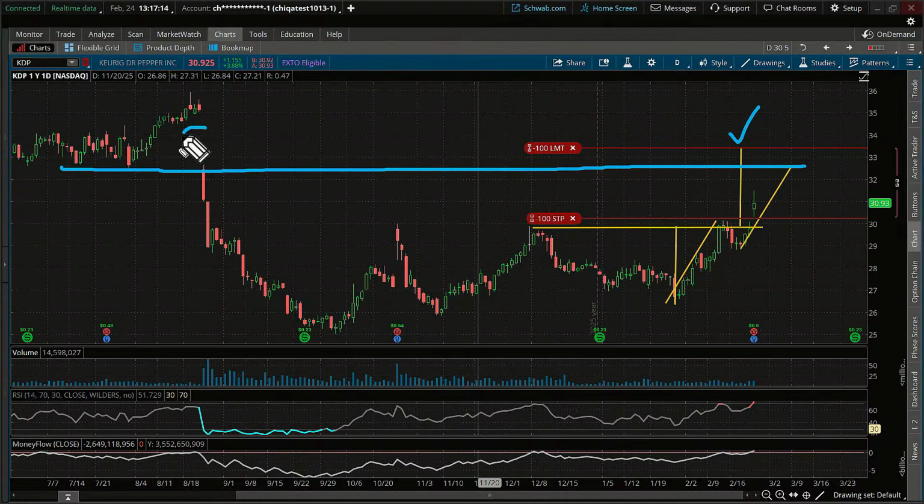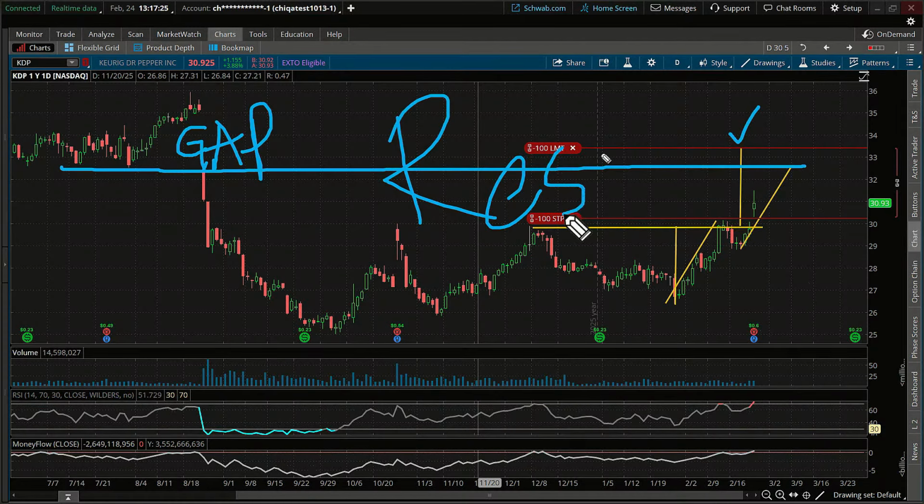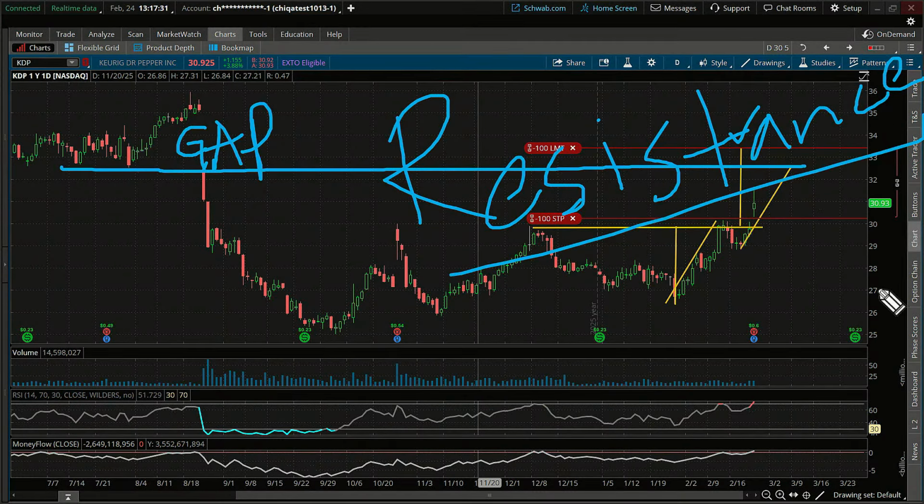That is a major gap down. Actually, can't believe I was that straight of a line across my screen there, but there you go. Getting used to this mouse. That's a gap, folks. That can be resistance. There it is. I spelled it out in big letters, resistance.